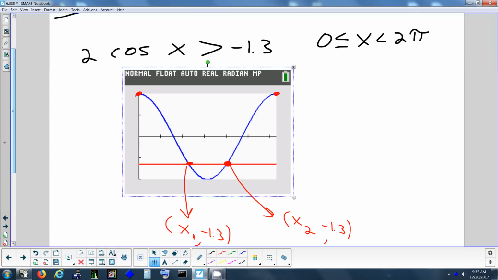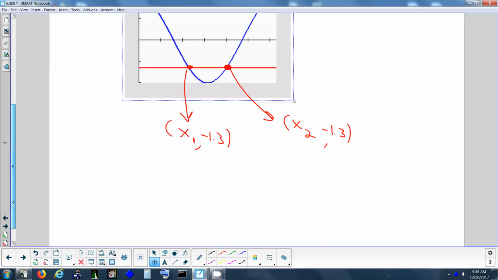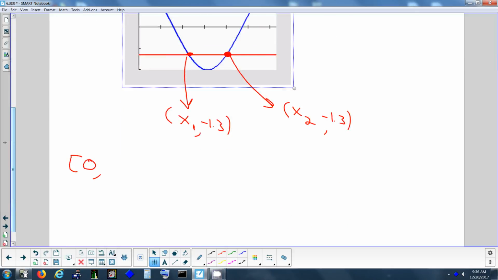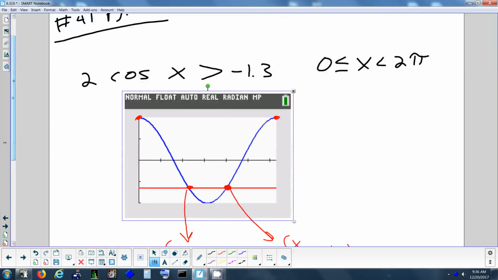In my window. Sam? Lowest x value in the window. Yeah, it'd be 0. Yep. So we got 0, and I can include 0 because of that. I do include 0.